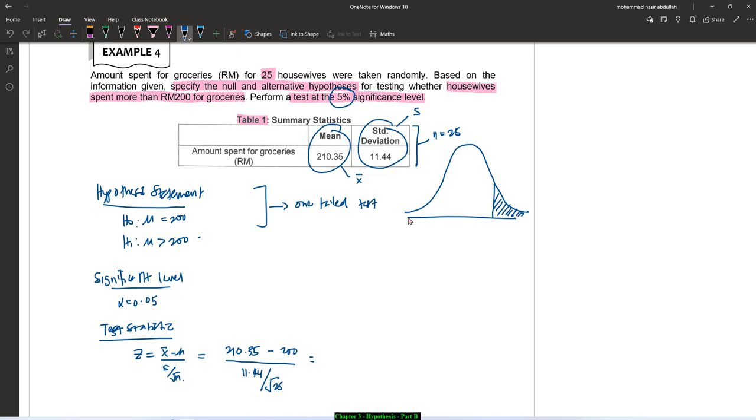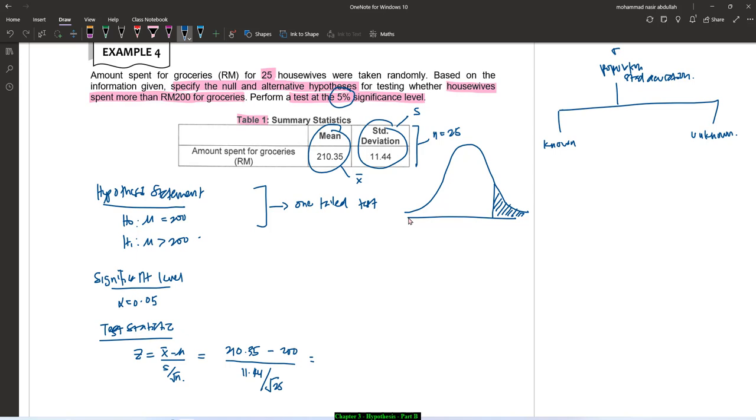Oh, sorry. Remember, just now I told you already, right? We have two options, right? When the population standard deviation, meaning sigma, is known and unknown, right? So we know these two, you are familiar with this chart, right?